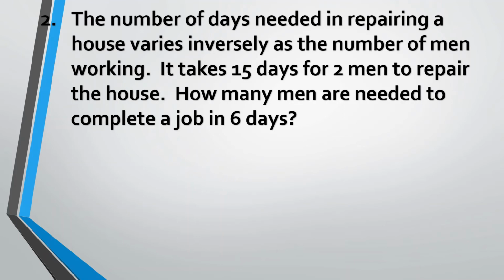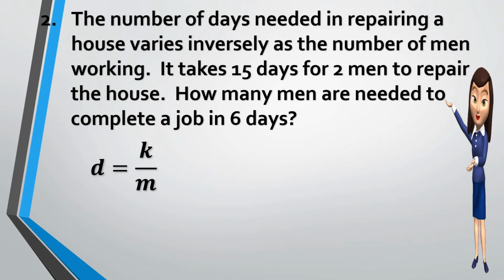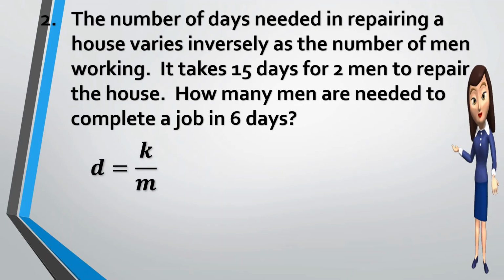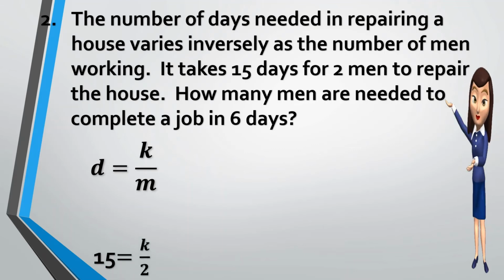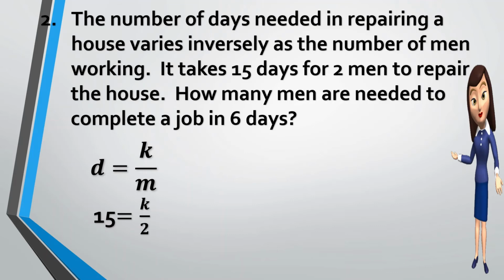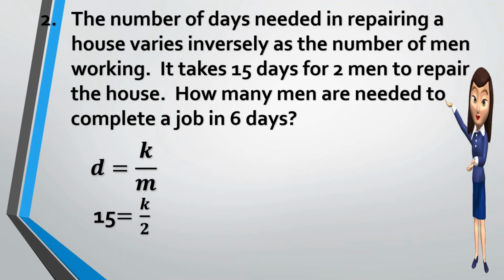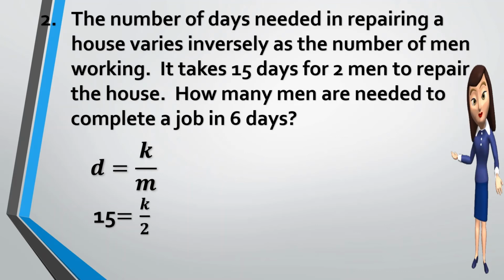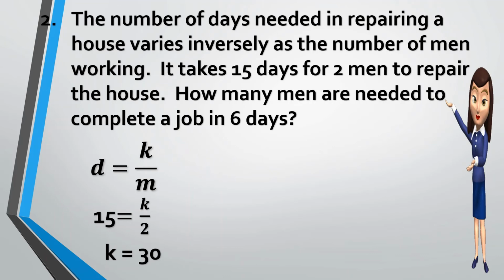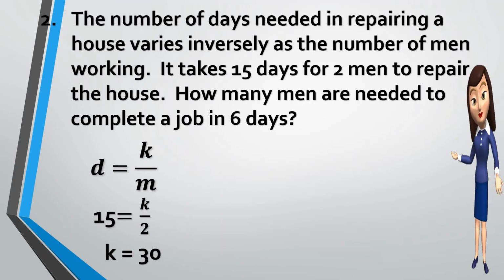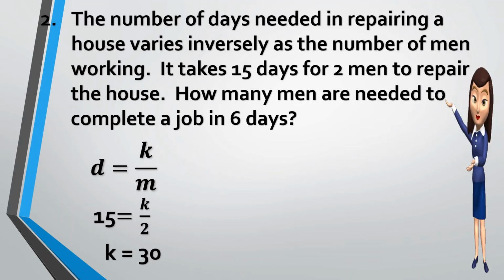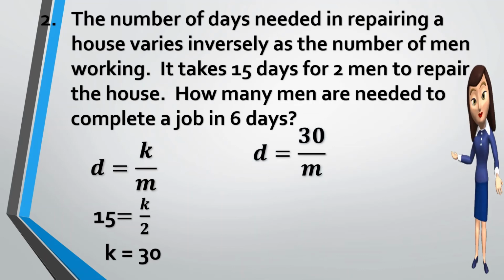So, do you remember how to write the equation? D stands for days, M stands for men. So, D is equal to k over M. Let us substitute the values of D and M. The first value of days is 15 and the first value of men is 2. We're going to multiply. 15 times 2 is equal to 30. So, our constant is 30. Then our equation of variation is D is equal to 30 over M.